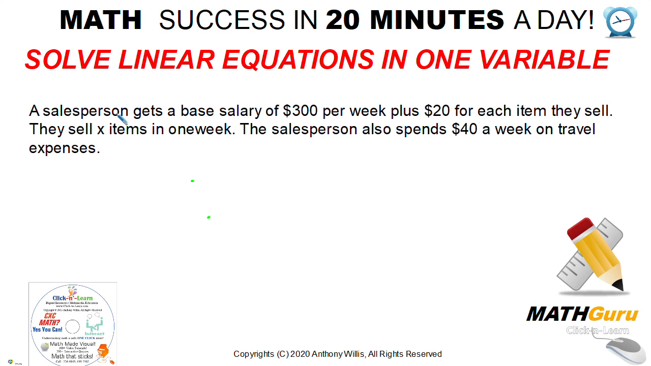Given this information, a salesperson gets a base salary of $300 per week. That's a given, $300 per week, plus $20 for each item sold. They sell X items in 1 week. The salesperson also spends $40 a week. So we can represent the $300 per week in this way. We can write the expression that represents this information this way.